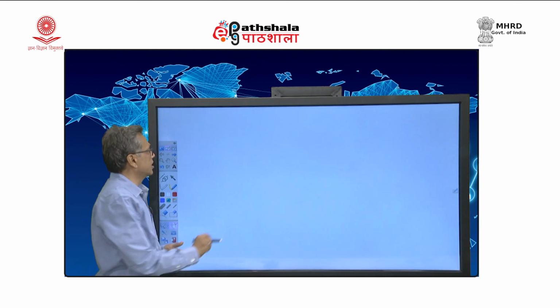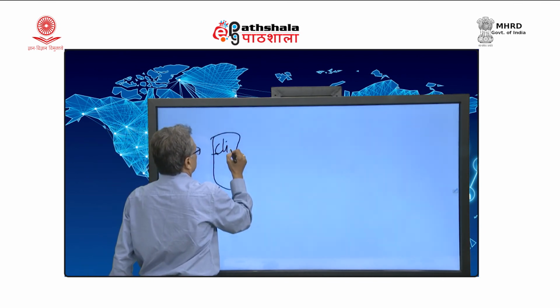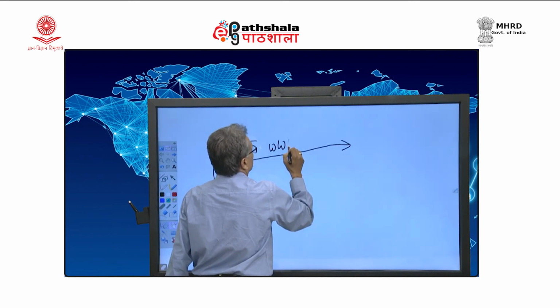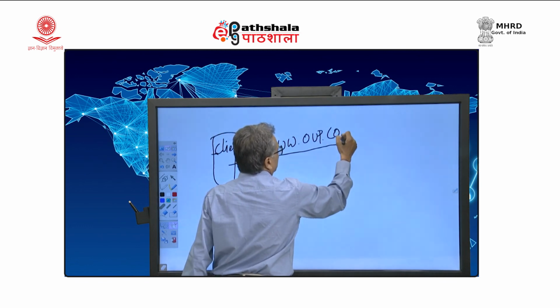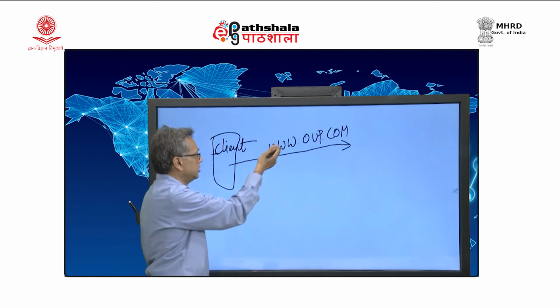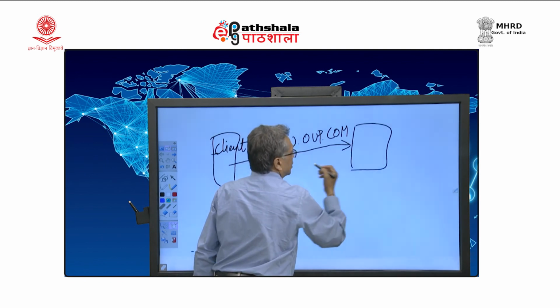Okay. Suppose this is my client and it types www.oxforduniversitypress.com. This is a website which I normally visit. He is my publisher, so I communicate with him. So, here is a web server.